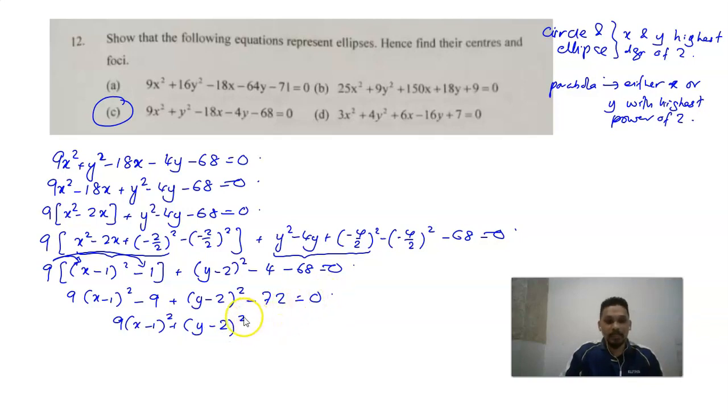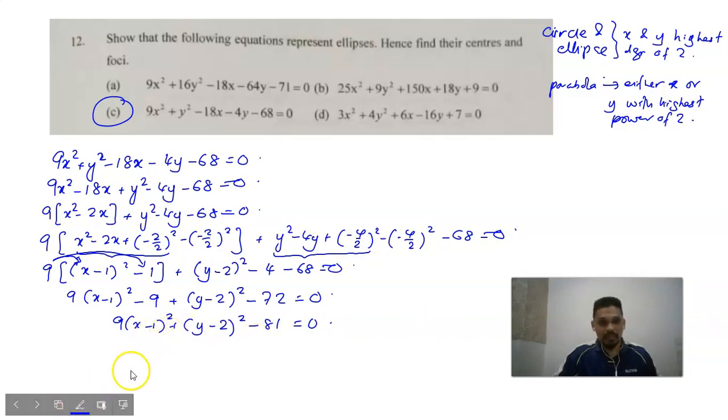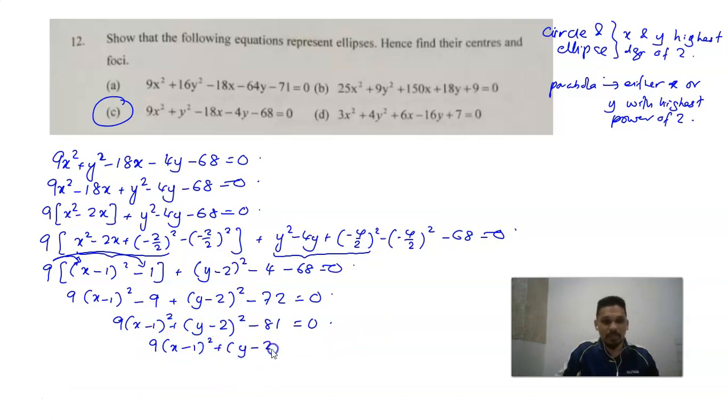So 9(x minus 1) squared plus (y minus 2) squared, negative 72 minus 9, equal to negative 81 equal to 0. Class, if I straightly jump this step, never mind, I just rewrite it all again. Then 9(x minus 1) squared plus (y minus 2) squared equal to 81.